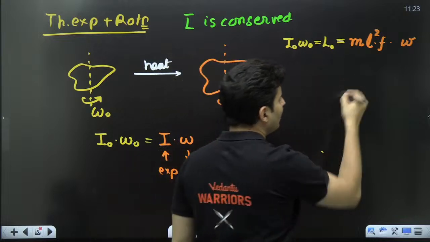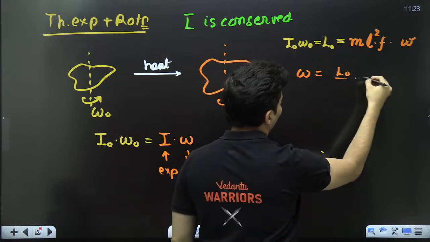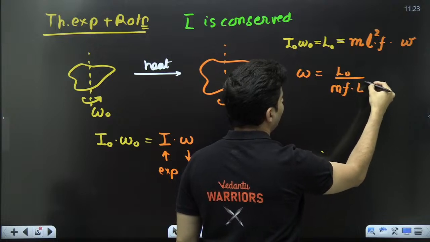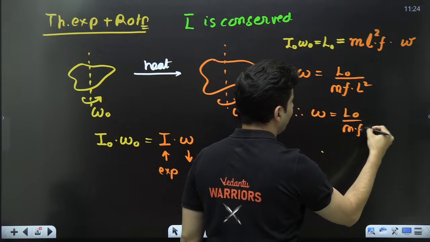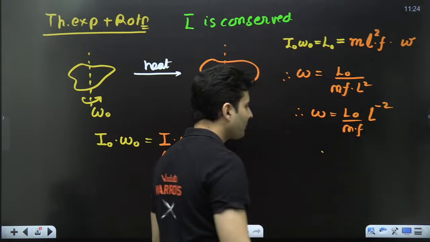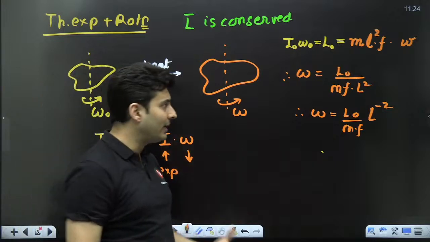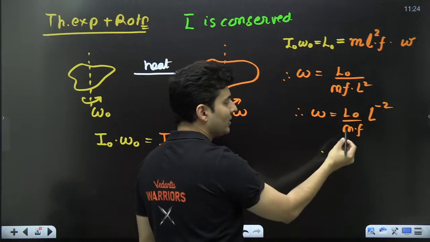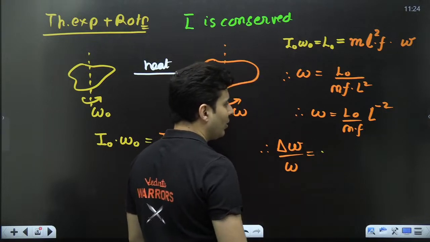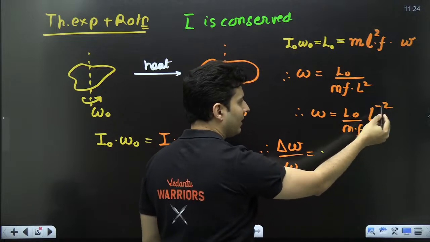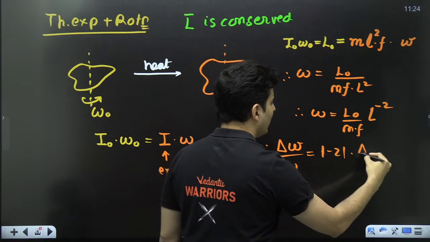Now if you rearrange it to find omega, omega will be nothing but, check this out, L naught by m f into L square. So therefore omega will be L naught m into f and L raised to -2. Now use the concept of errors, my dear warriors. If you see, L naught is a constant, m is a constant, f is a constant. So therefore del omega by omega, this is a constant, doesn't matter. Always take the mod value of -2. Always take the mod value of the powers into del L by L.